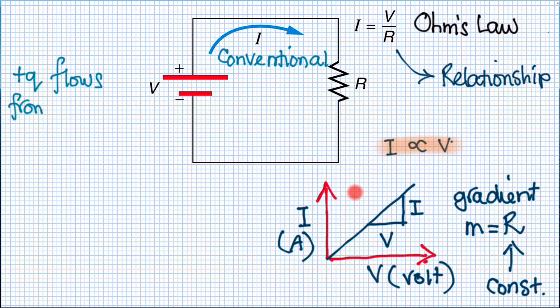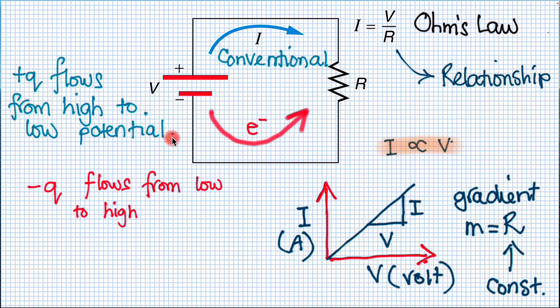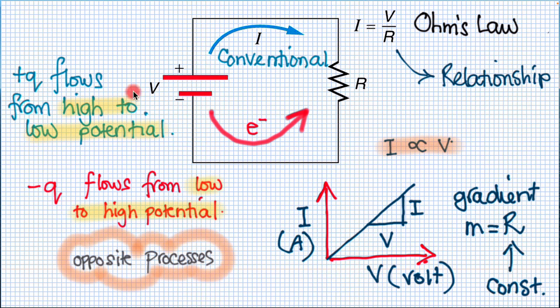Now, we say the charge flows from high to low potential. If it was electron flow, then it would go from low to high potential. That's just a reminder of both methods would give us the same relationship between current and voltage, whether we call it conventional or whether we call it electron flow. So in fact, these processes, conventional current and electron flow, they're really opposite processes. Mathematically, they give us the same quantities.